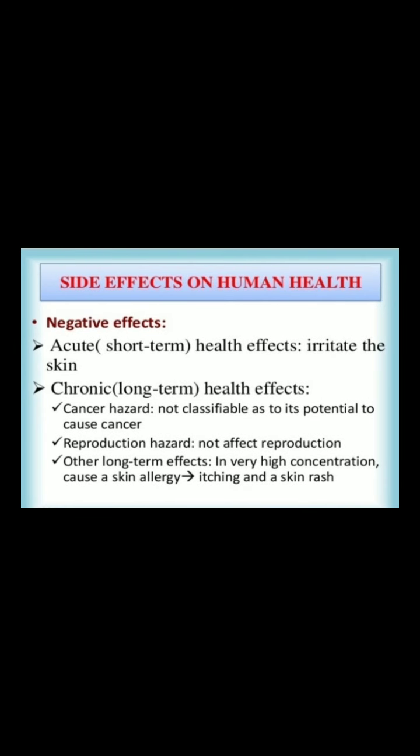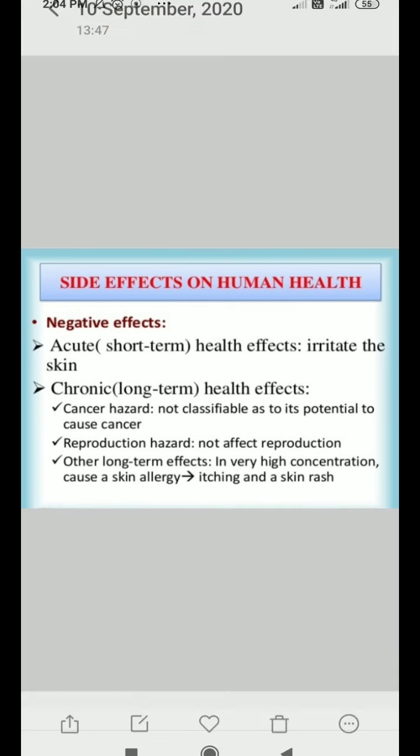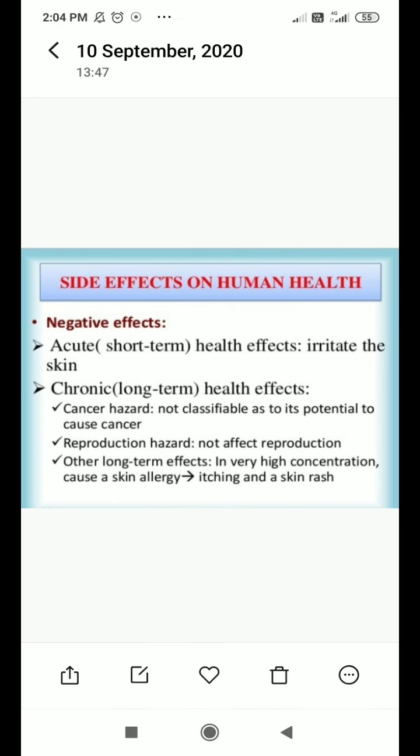Then side effects on human health, negative effects. Which are the different negative effects? Acute short term health effect: irritates the skin. Acute means for a short period, like less than 3 months. Irritates the skin means if you are using saccharin routinely, on a daily basis, you may face problems like itching or skin irritation.